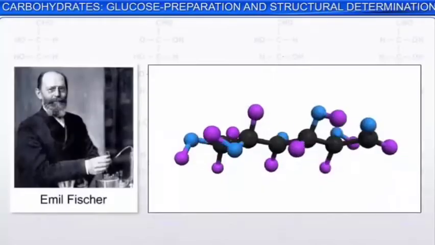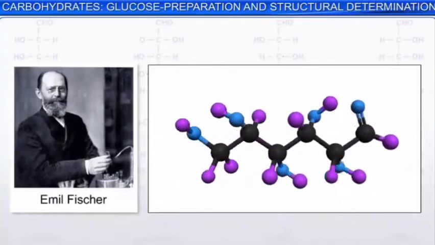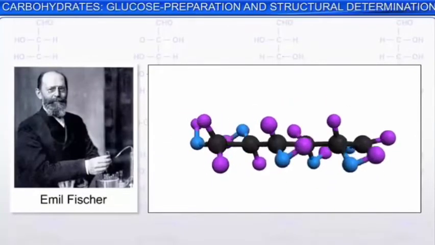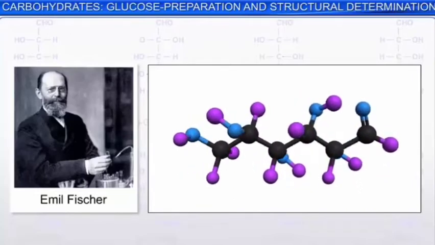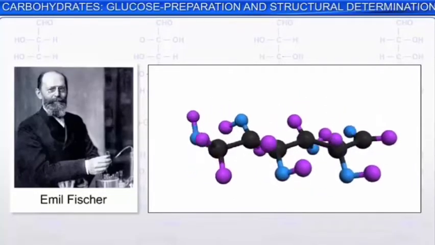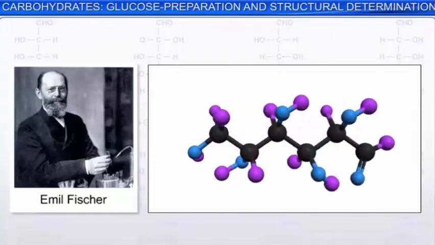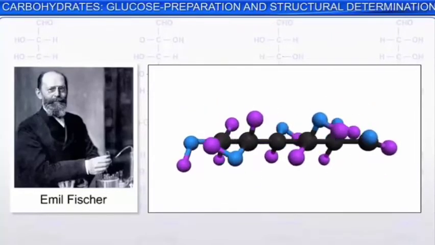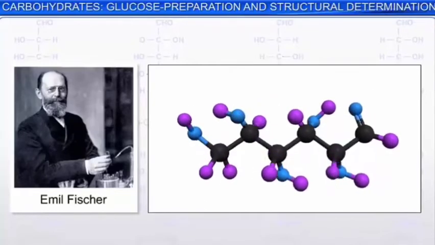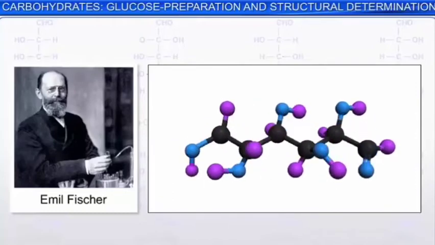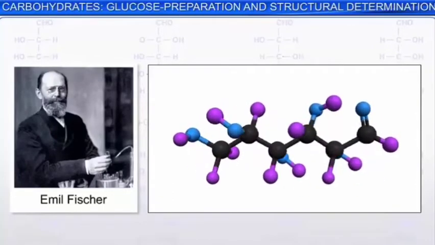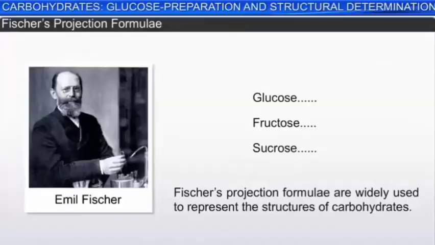Emil Fischer established the configuration of naturally occurring dextrorotatory glucose. It was truly an intellectual feat to identify which of the 16 possible stereoisomers of aldohexoses matched the structure of naturally occurring dextrorotatory glucose. Fischer won the Nobel Prize in chemistry in 1902 for this. Fischer's projection formulae are widely used to represent the structures of carbohydrates.